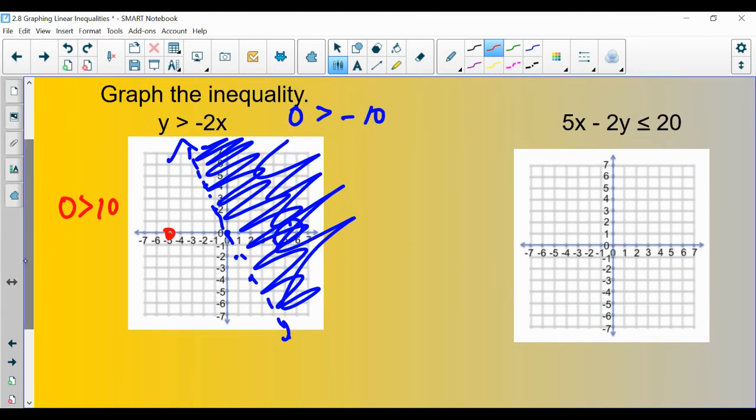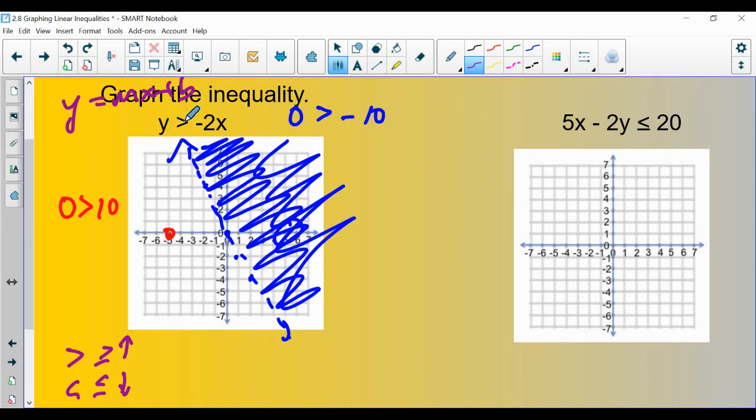I'm going to tell you another way to think about which side to shade, and this is kind of a shortcut, but it only sometimes works. When does it work? Well, it works when y is alone and on the left. Anytime you're in y equals mx plus b, y is alone and on the left. So it happens a lot. So if it's greater than or equal to, shade above it. And if it's less than or equal to, you think below. It should be intuitive. It should make sense.